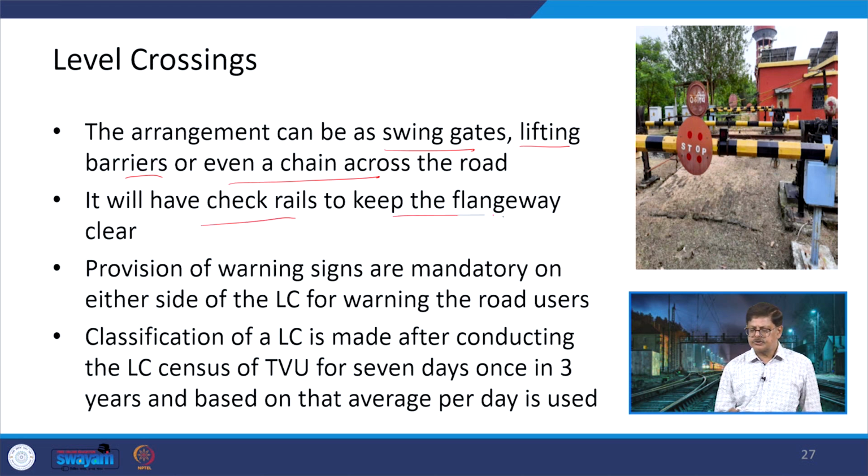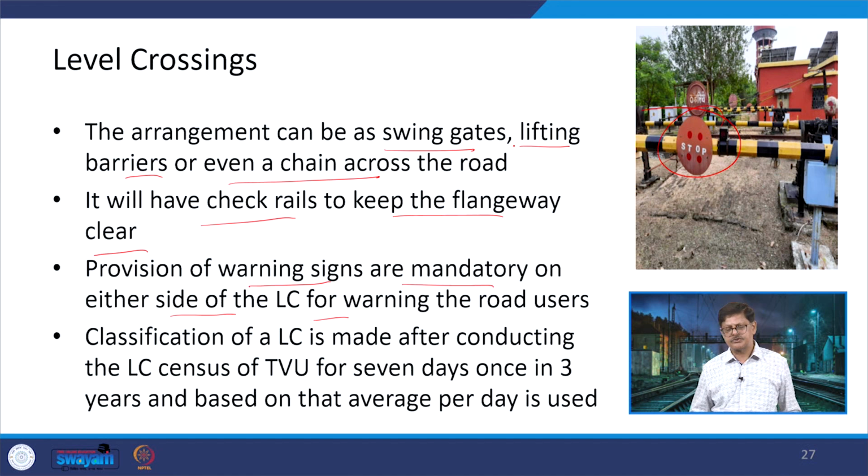It will have check rails to keep the flange way clear. We already talked about that in the previous diagram. The provision of warning signs is mandatory on either side of the level crossing for warning the road user. So, as you can see here, stop. Stop. This is one sort of warning sign which is placed here, which tells the road traffic that you have to stop.